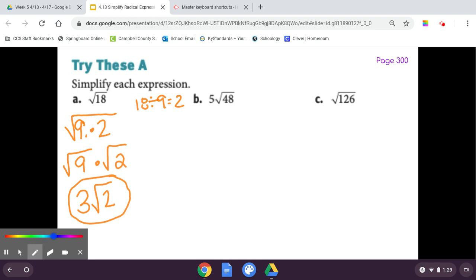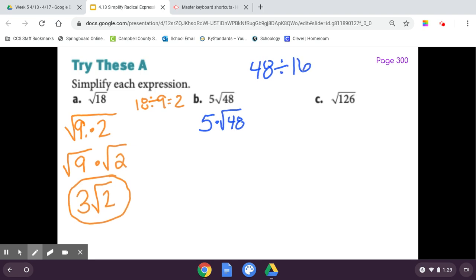Okay, next problem here. So this time I have 5 times the square root of 48. Well, I know that 48 is divisible by 16, and that gives me 3. So again, 16 is one of my perfect squares.